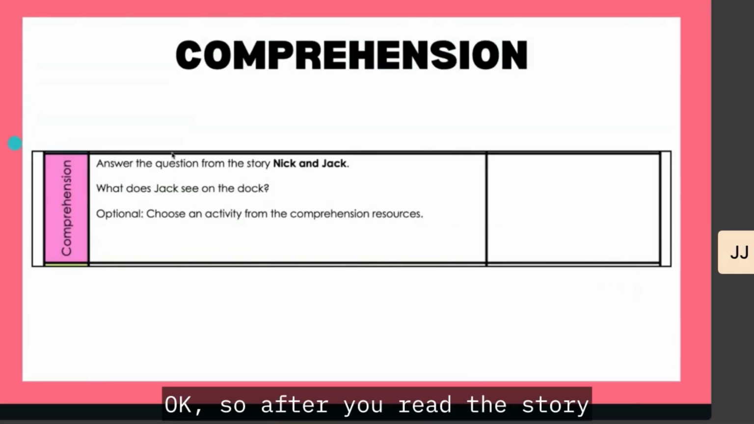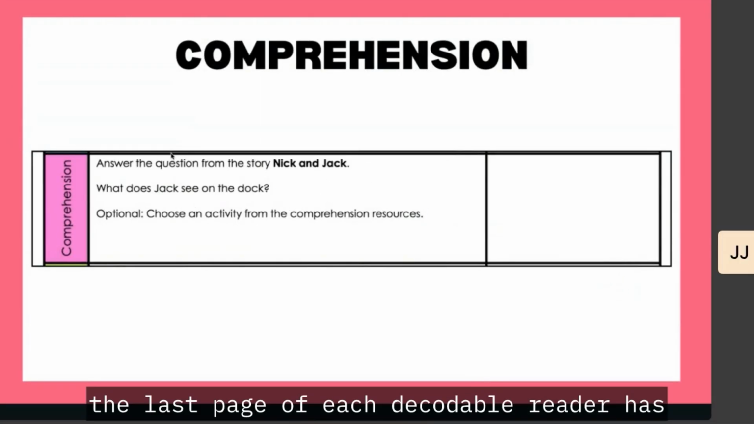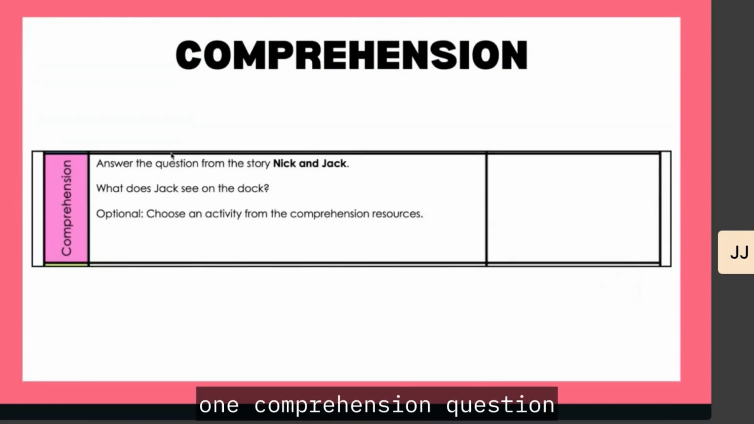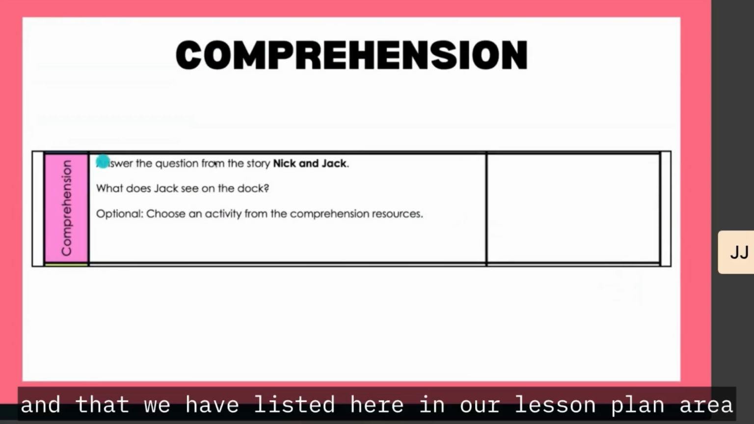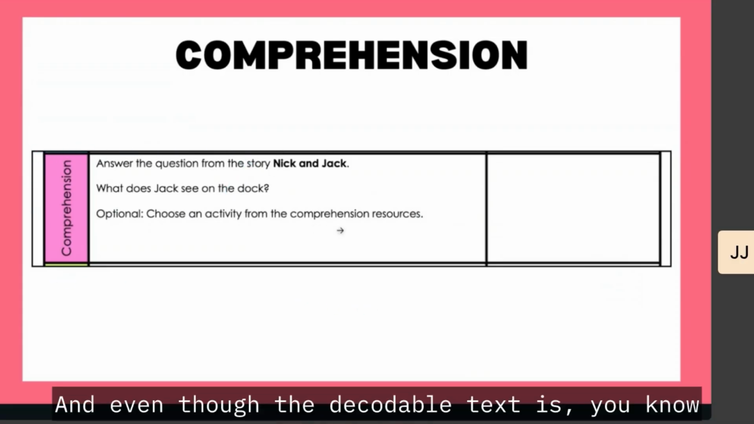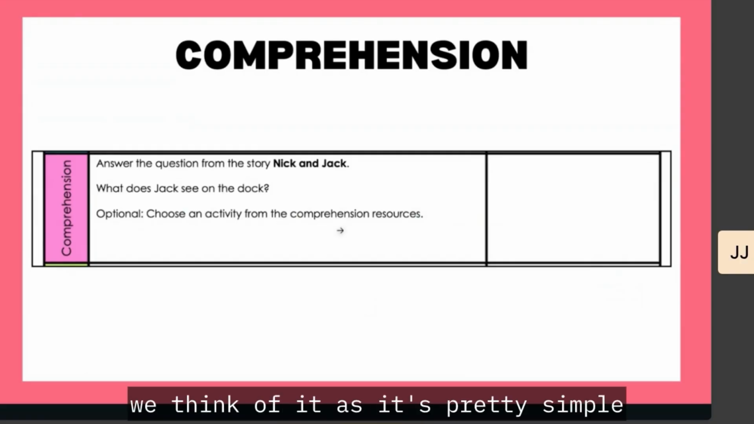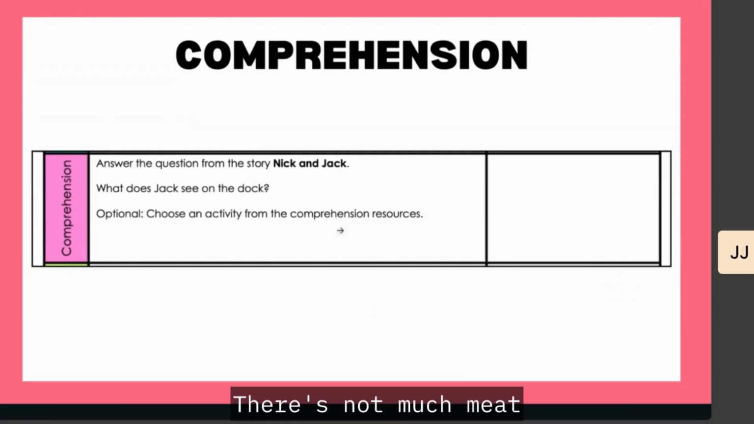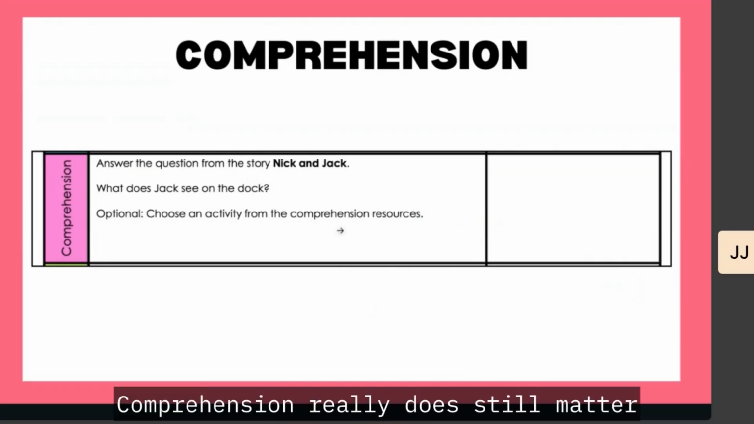Okay, so after you read the story, the last page of each decodable reader has one comprehension question, and that we have listed here in our lesson plan area. And even though the decodable text, we think of it as pretty simple, there's not much meat and potatoes to the story, comprehension really does still matter.